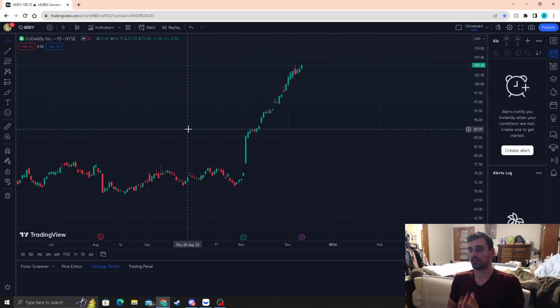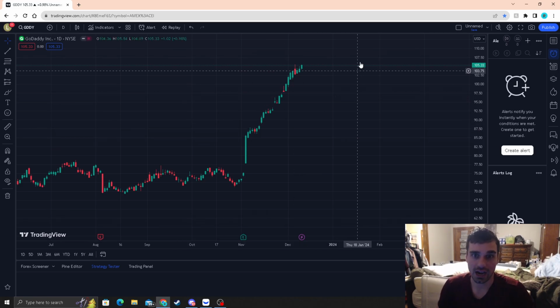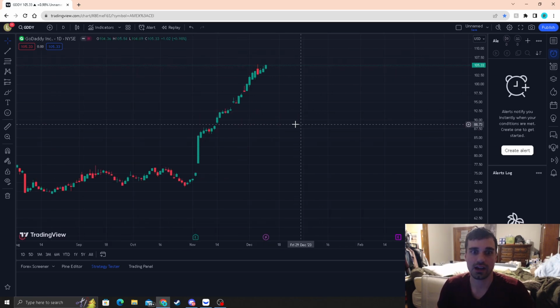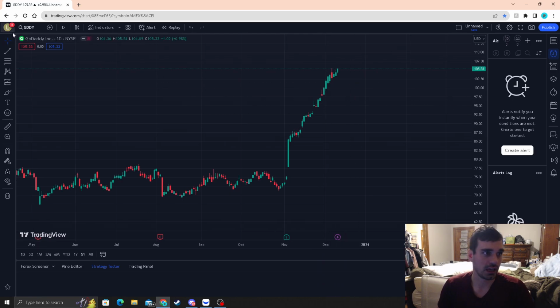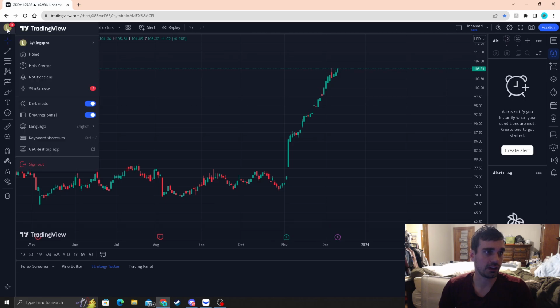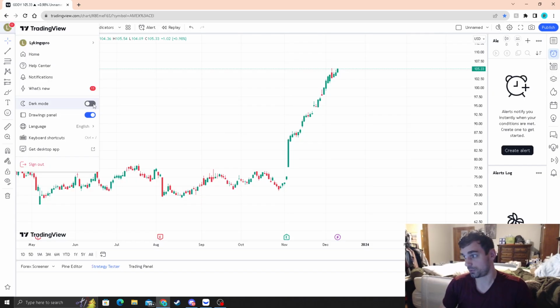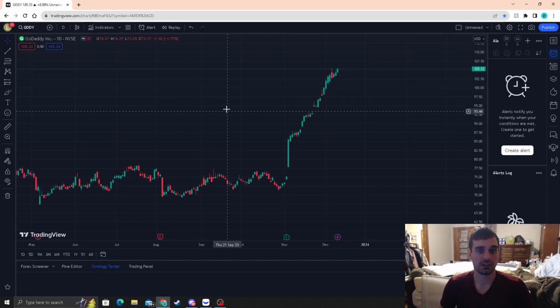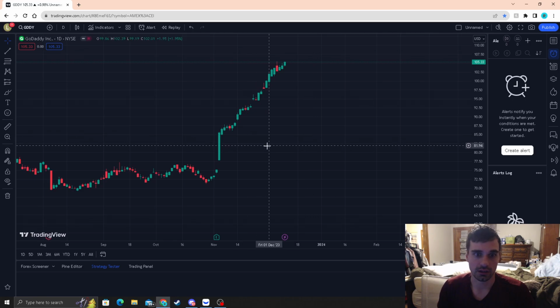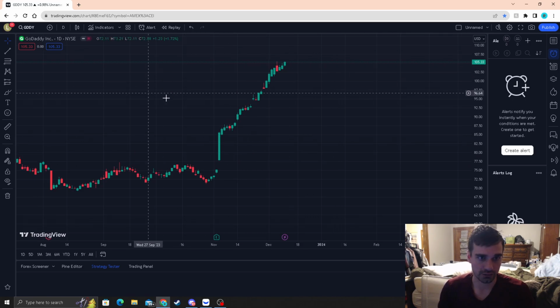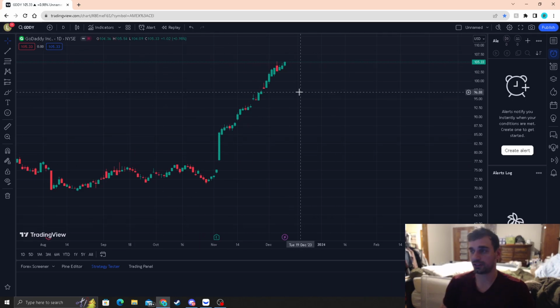Now, if you do not have it on dark screen, I highly recommend it. It is easy on the eyes. If you want to change that, you go to the upper left where your profile icon is, and there's a dark mode option. This is light mode, which is probably the default. That hurts my eyes. After trading for a while, dark mode is where it's at. It's so much easier. So if you want it on dark mode, there it is.